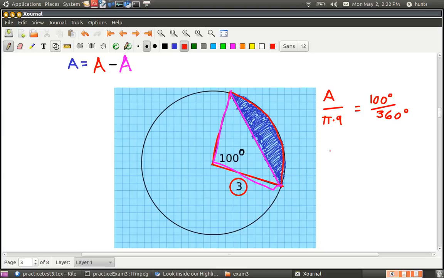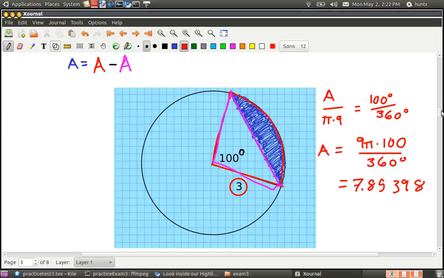So this gives me an easy way to solve for A. Alright, so A is just 9 pi times 100 over 360. And so this is not going to be a nice number. Let me check my sheet of paper here where I figured this out. So this turns out to be 7.85398, and okay, so how much of it do we really need to know? That's probably more than enough.